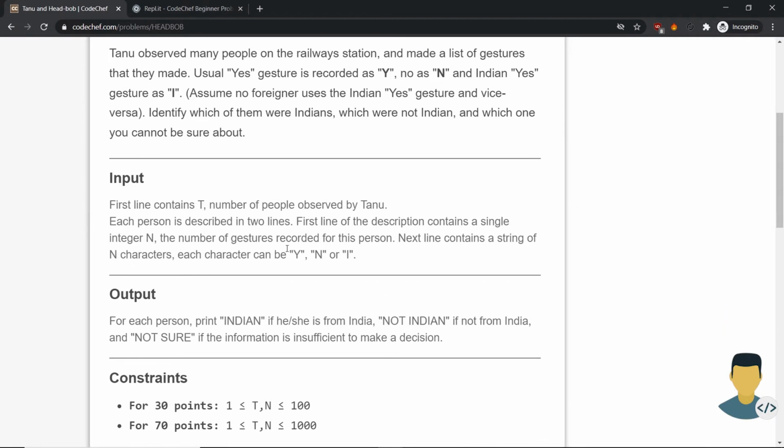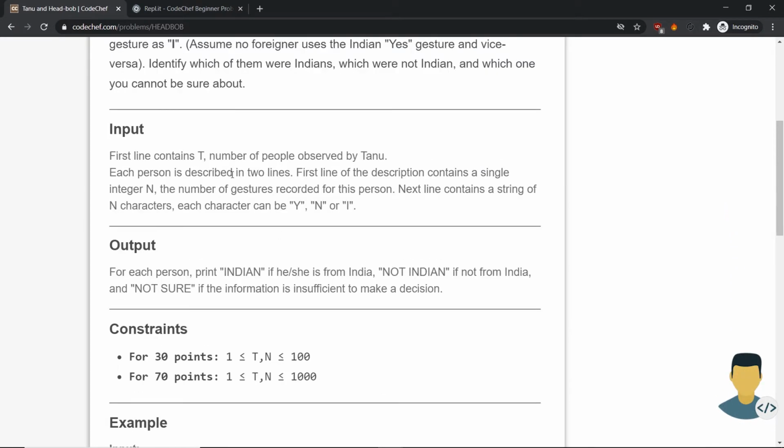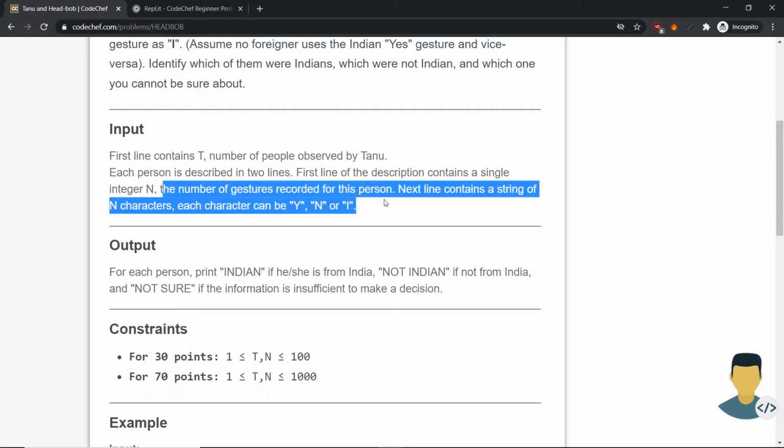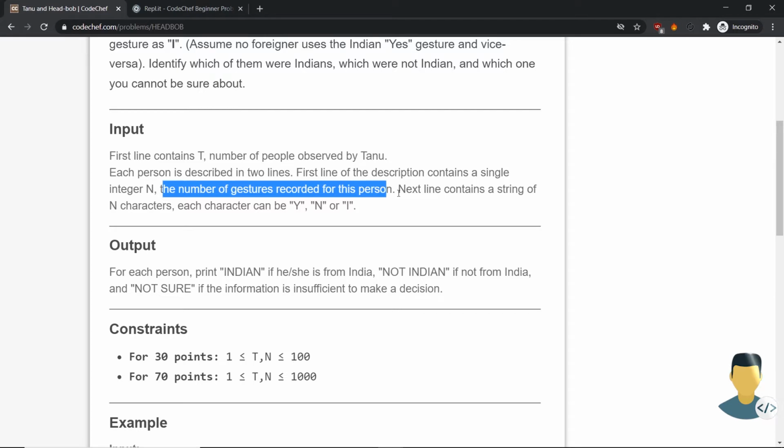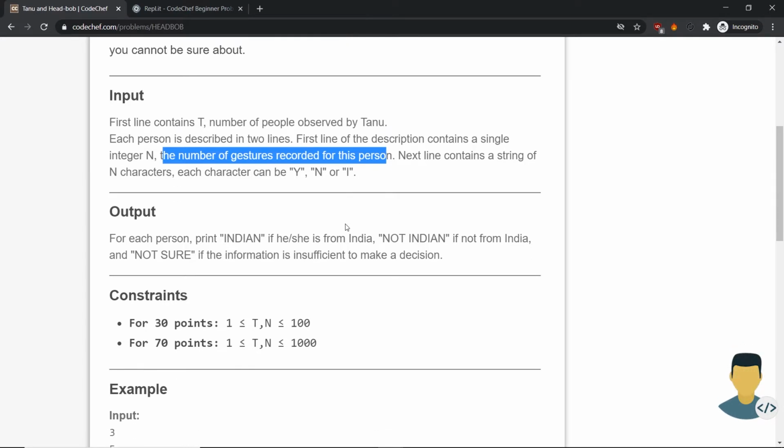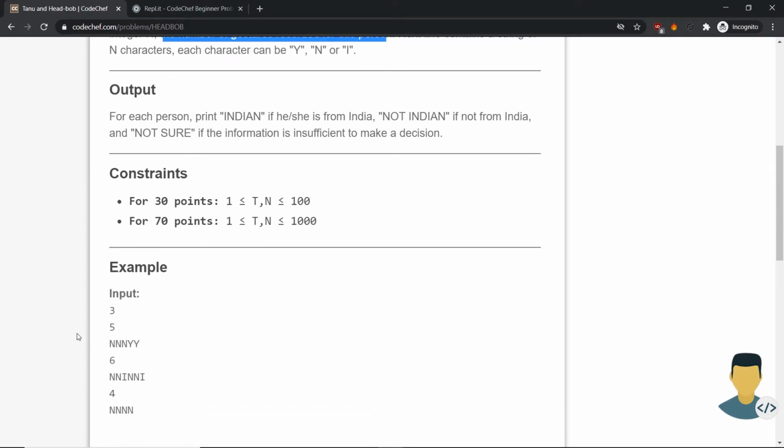So, in the first line we read the number of test cases, and each person is described in two lines. The first line contains a single integer, the number of gestures recorded for this person. The next line contains a string of n characters. Each character can be Y, N, or I.